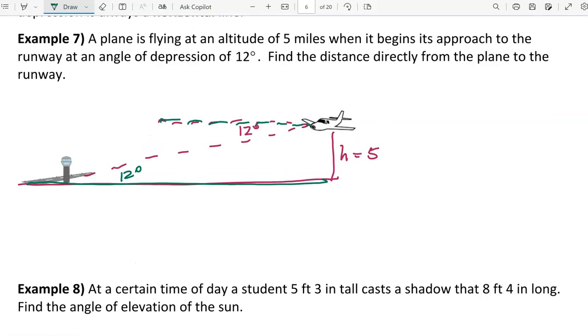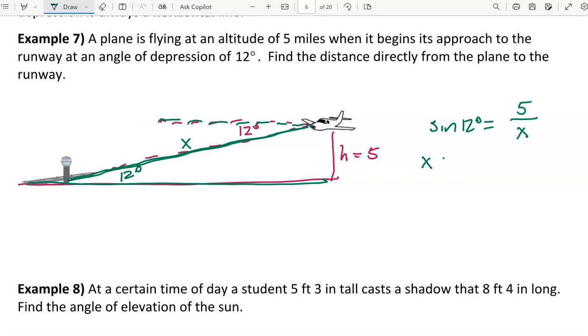All right, so what else do we know? We are trying to find the distance directly from the plane to the runway. So the distance directly from the plane to the runway is that straight line distance. So let's call that x. That x is in the hypotenuse position, and h is opposite that 12-degree angle. So that means that we can use a sine ratio. So sine of 12 degrees. Whenever you say sine, cosine, or tangent, by the way, it's always, always, always followed with an angle. Sine of 12 degrees is equal to 5 over x.